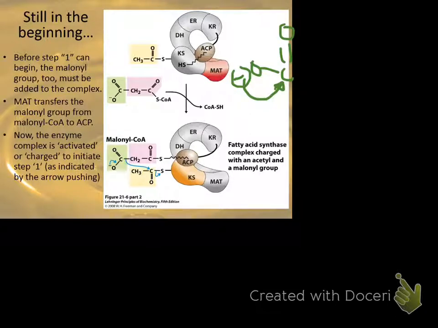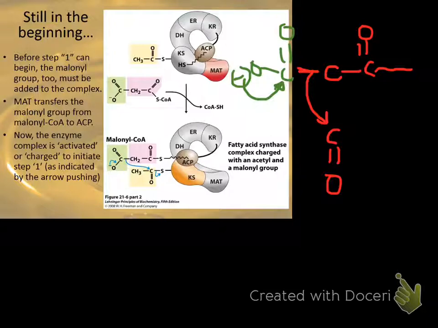Let me switch to a different color. Then the electrons that were between the carboxyl group and the neighboring carbon, which would be the alpha carbon, if you remember from organic chemistry, because here's where the chain that we're adding it onto is, it's going to break and swing down and attack the carbonyl group of the acetyl group that's being added.